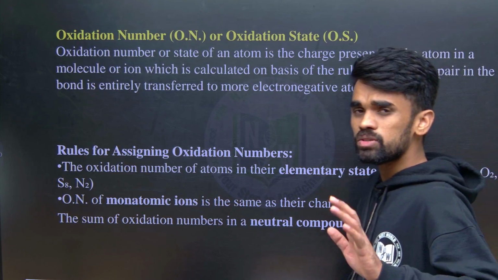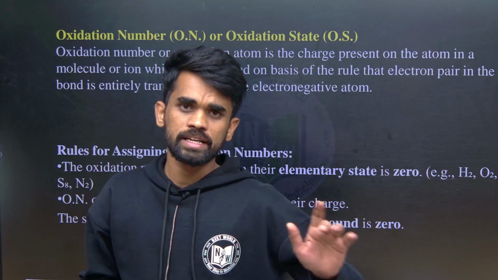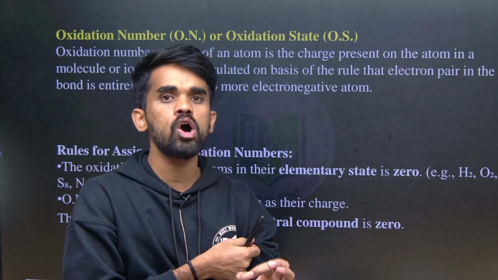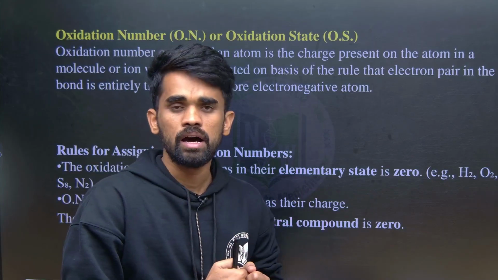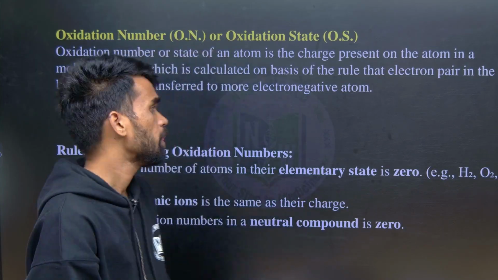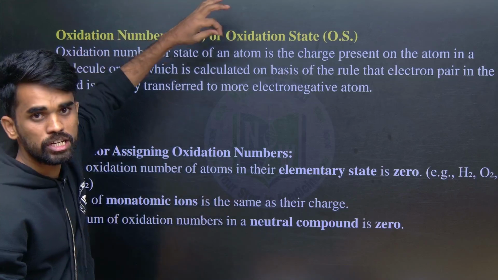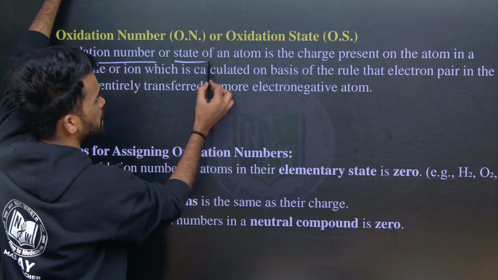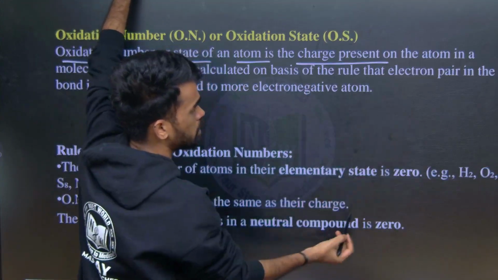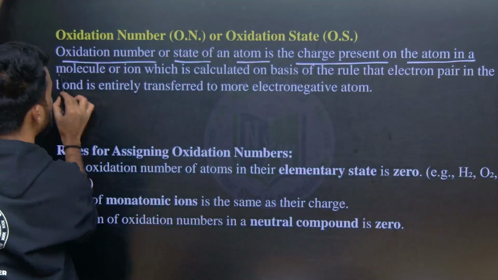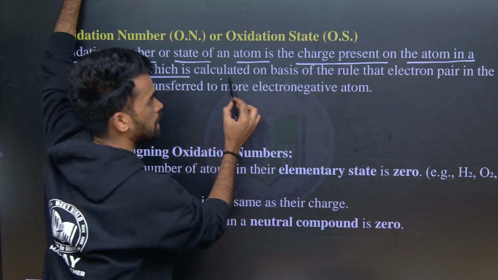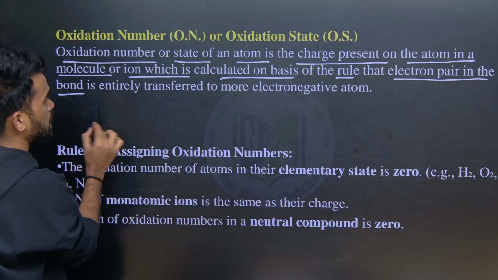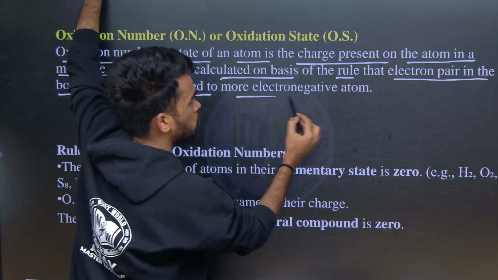Now we have seen how oxidation and reduction reactions work and how we can identify them. Now how can we calculate the oxidation number in a particular compound? Let us discuss that. What exactly is oxidation number or oxidation state? The oxidation number of an atom is the charge present on the atom in a molecule or ion, calculated on the basis of the rule that the electron pair in the bond is entirely transferred to the more electronegative atom.